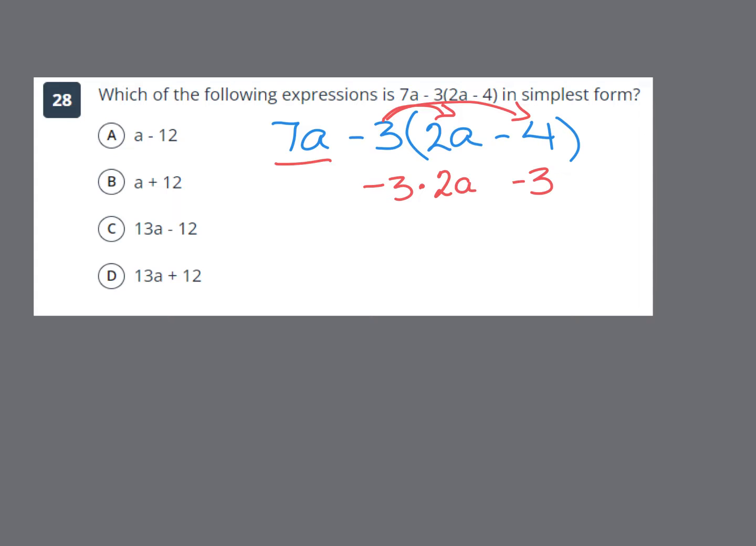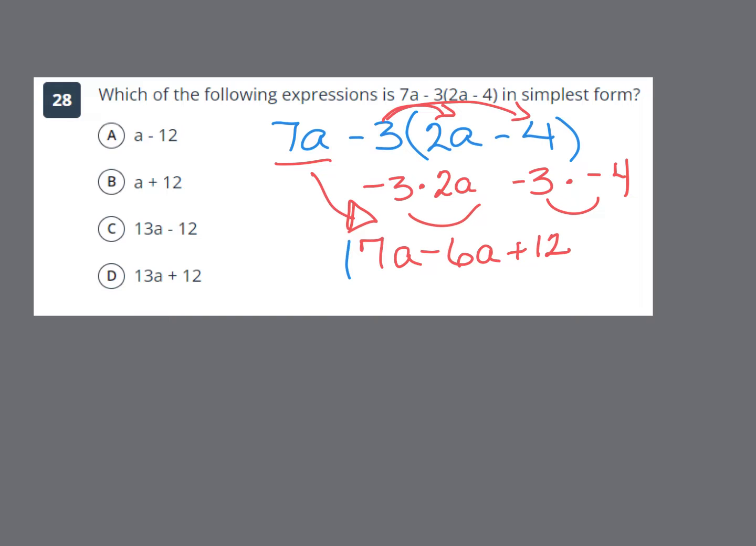No judgment, but it looked strained. Negative 3 times negative 4. Okay, negative 3 times 2a is negative 6a. Negative 3 times negative 4 is positive 12. Bring down my 7a that I've not yet used.